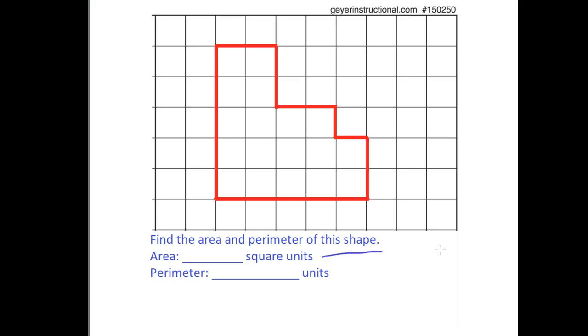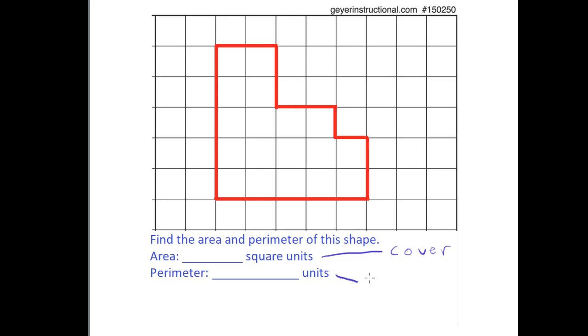Area is how much this shape covers. If we were to move it someplace else, it's always going to cover the same amount, or the same area. There's always going to be the same number of squares inside this shape for it to be this shape.